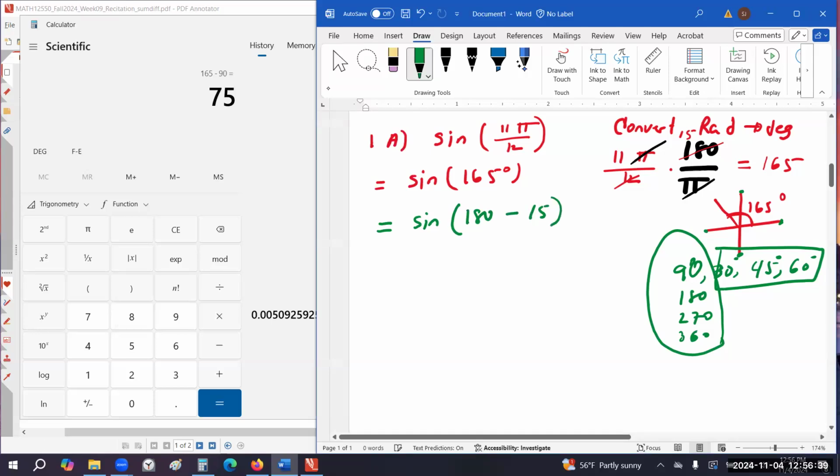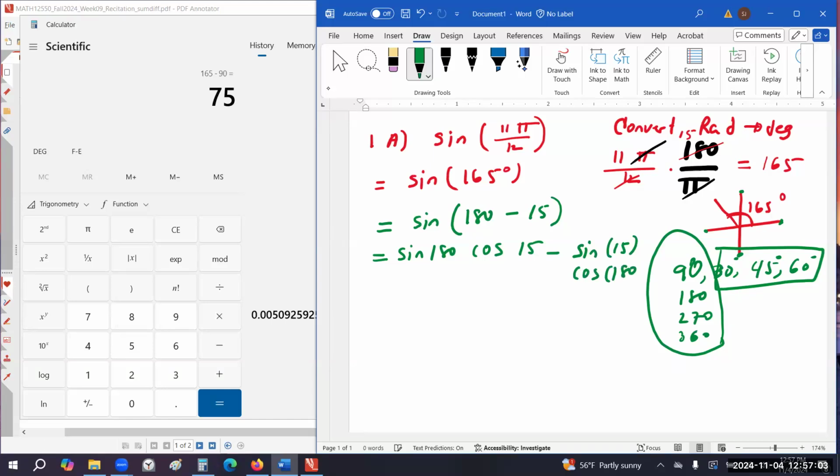180 minus 15. So if we do that, the identity says it's sine 180 cosine 15 minus sine 15 and cosine 180. Now 180 is easy. It's on the left end of the x-axis. So at this corner, our x value is -1 and y value is 0. That means sine represents y. So our y here is 0. So cosine 15 doesn't even matter because this is 0.